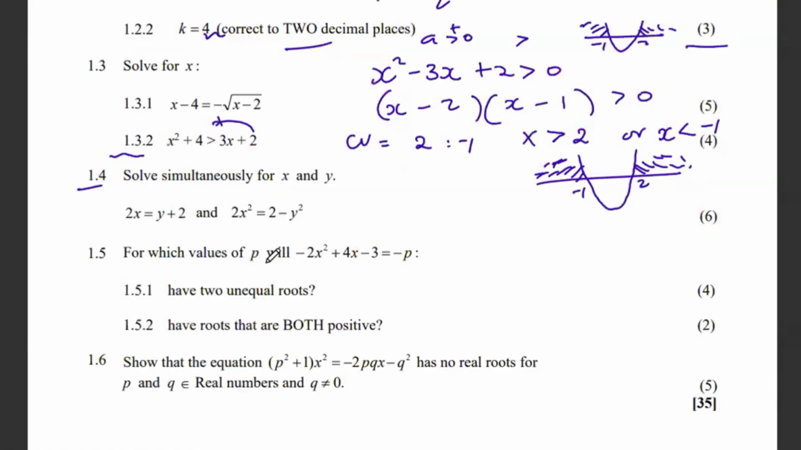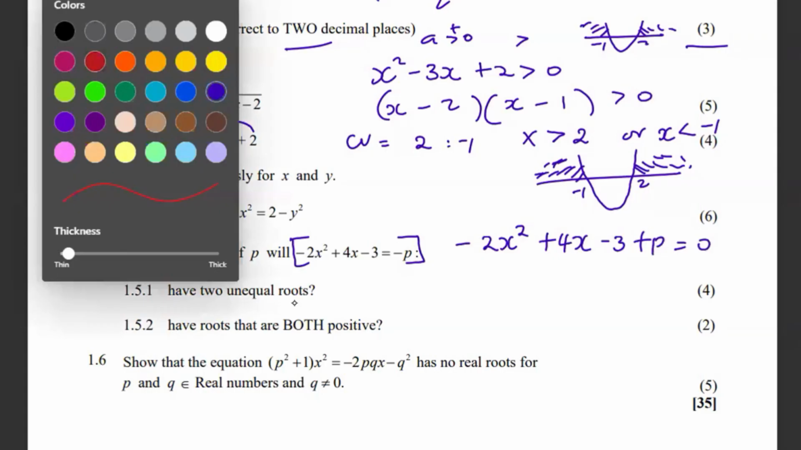Question 1.5: for which values of p will this have two unequal roots? Not this thing, this expression or equation. Okay, for which values of p? So if we have negative 2x squared, let's take the p that side also. Negative 2x squared plus 4x minus 3 plus p is equal to 0.